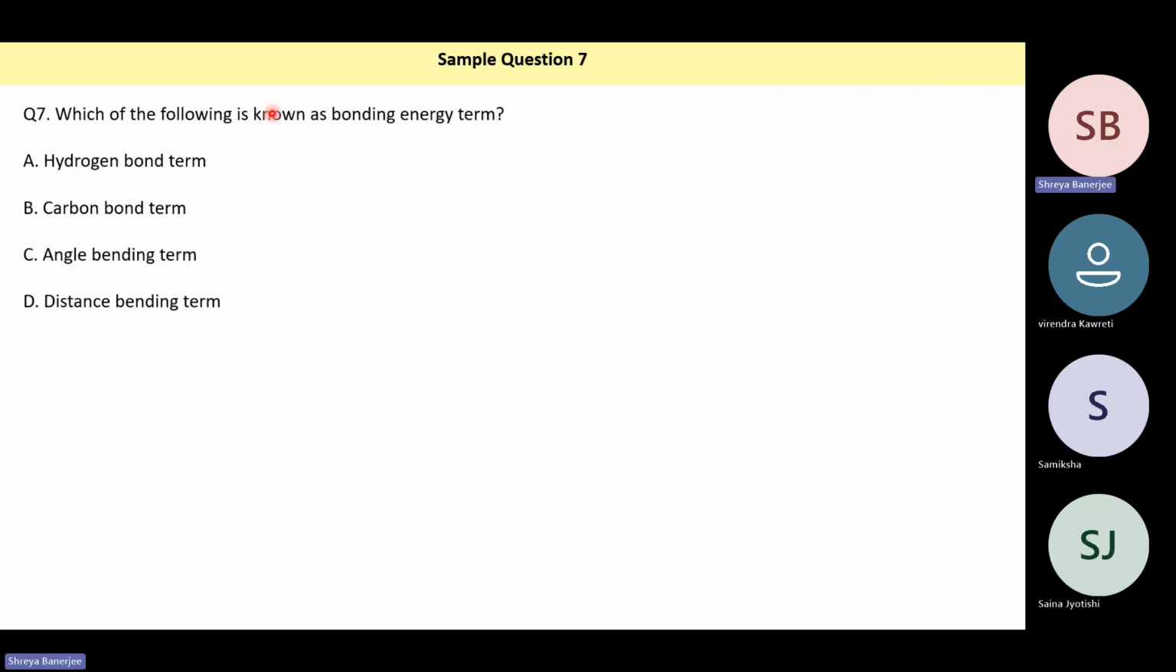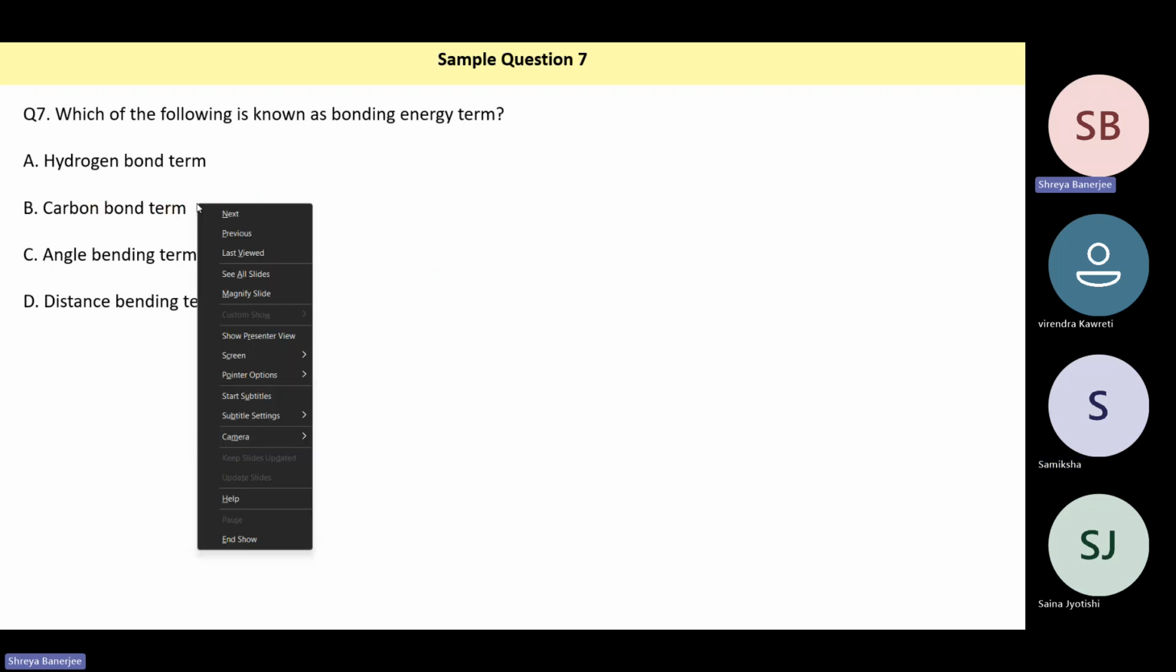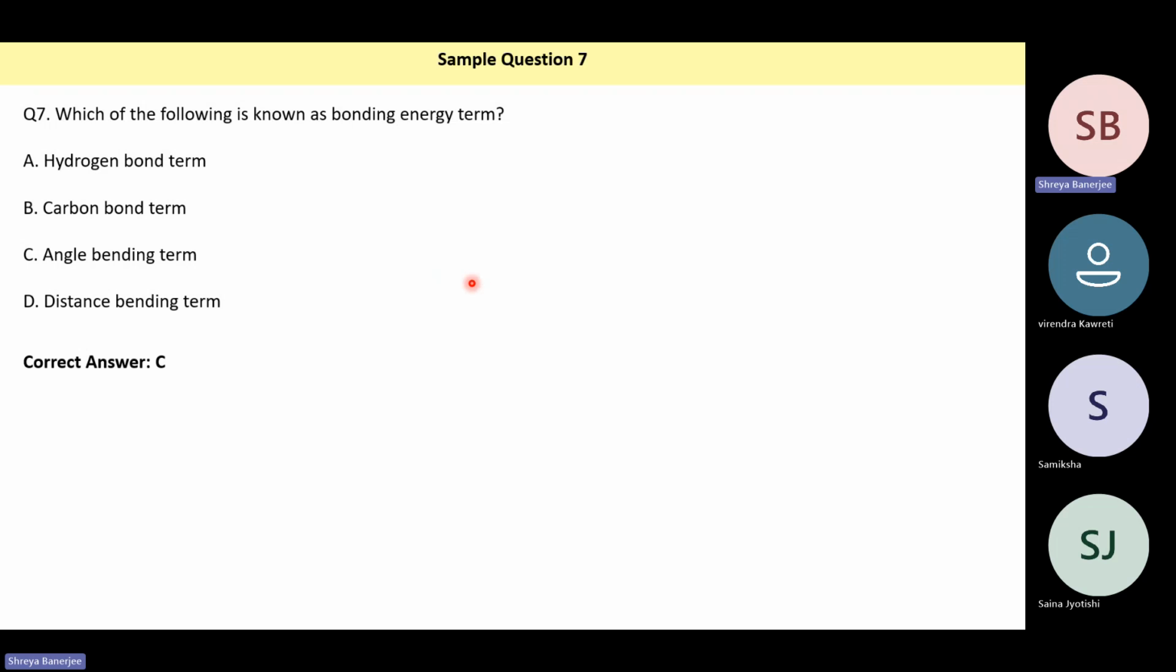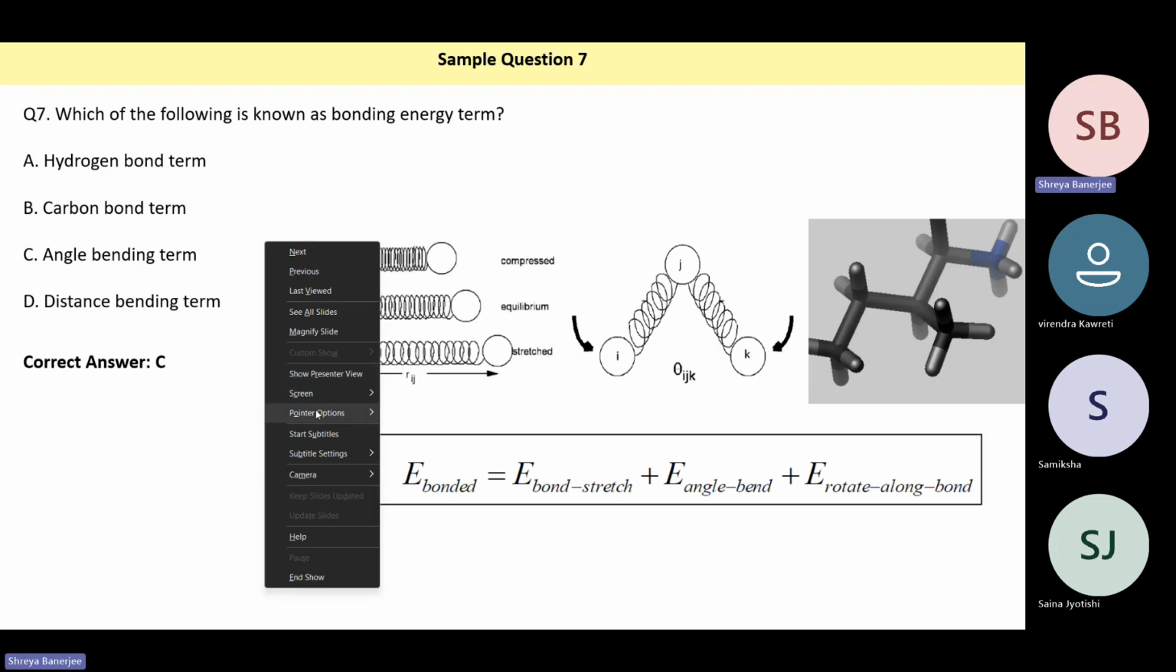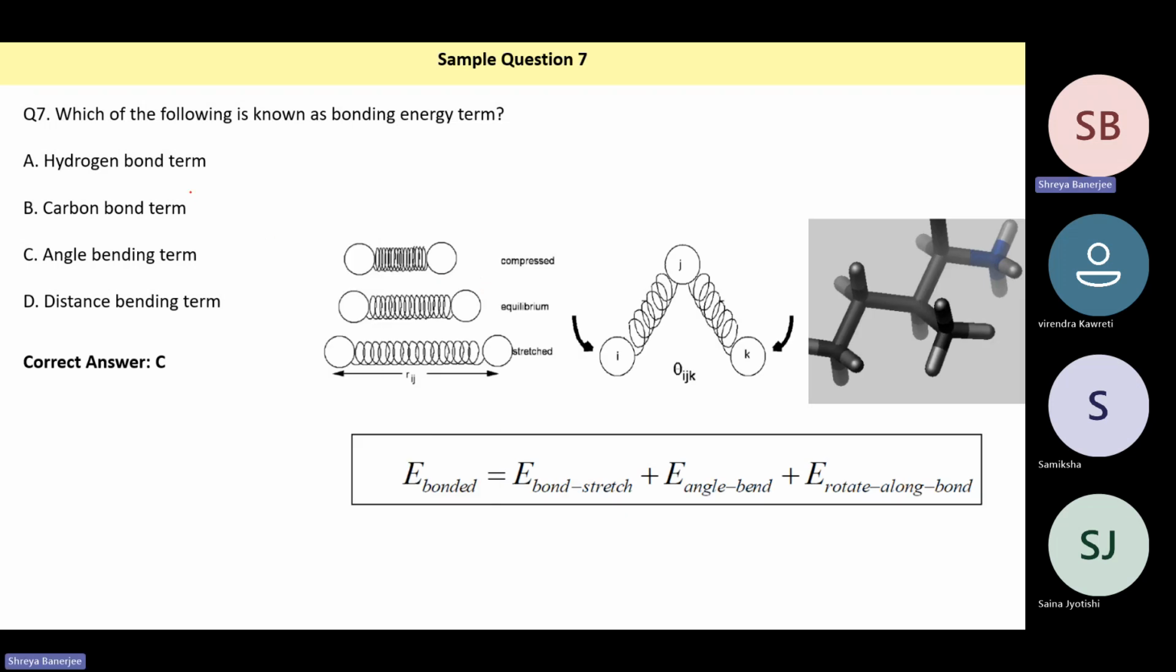Then it is asking which of the following is known as the bonding energy term. Can you say this? Is it carbon bond term? See, there is nothing called carbon bond, so this term is wrong. Hydrogen bond is non-bonding, so this is wrong.